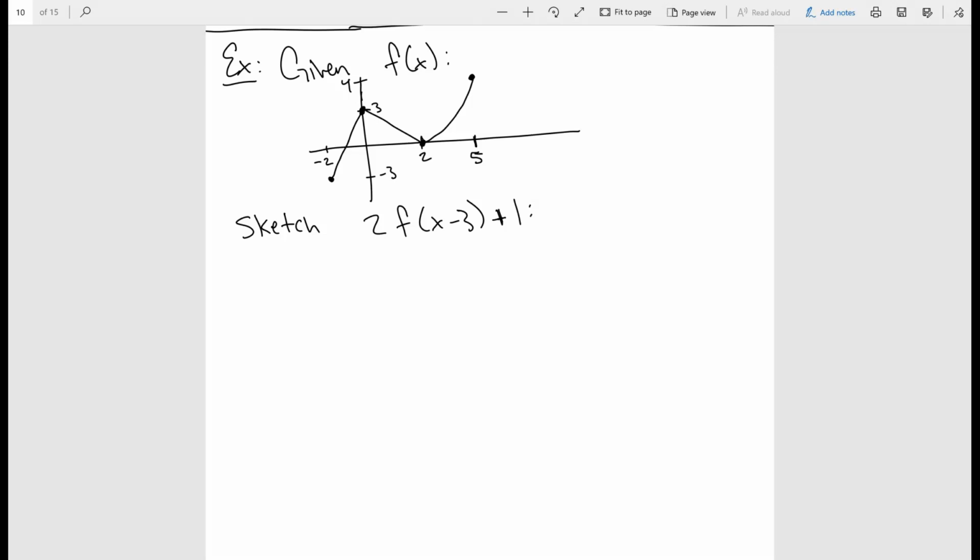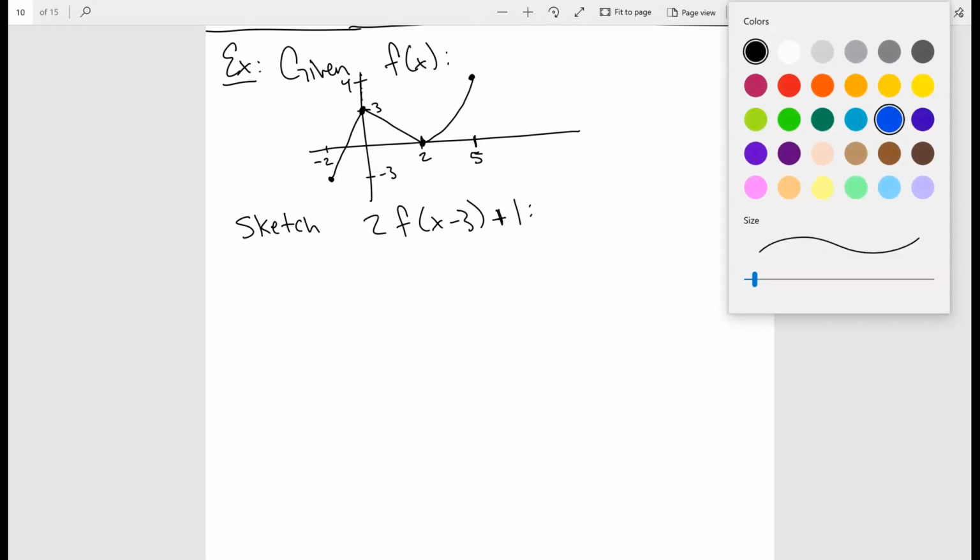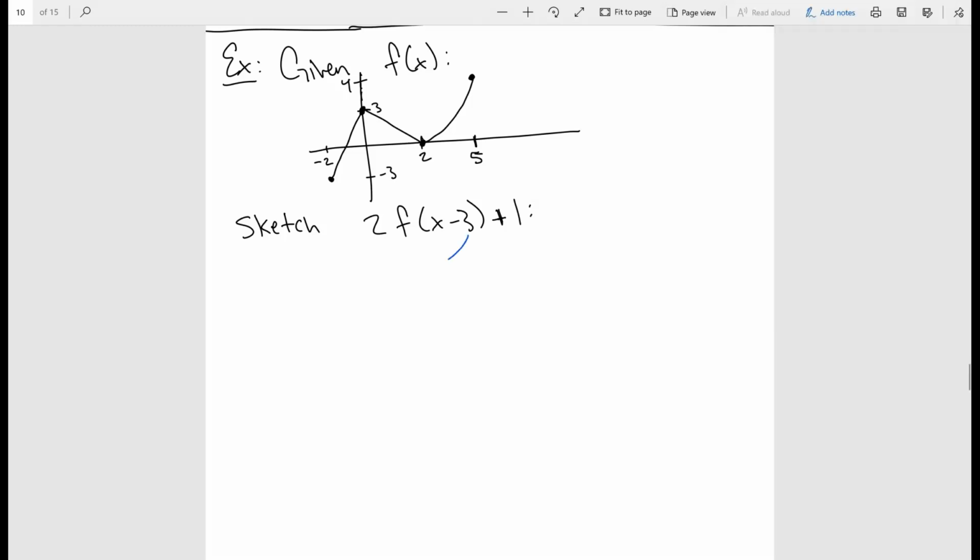Okay, so here we have this weird graph. So we have f of x, and it's not anything like the parent functions, but we have something to work with, and what we want to do is sketch this. So we're just gonna go ahead and jump right in. Remember that I always want to start from the inside out.